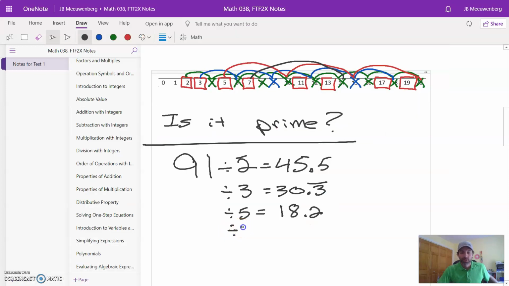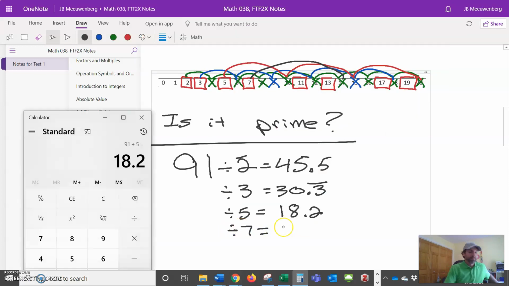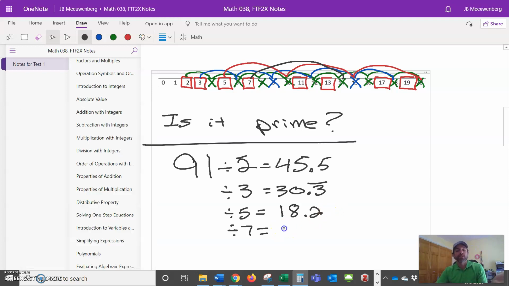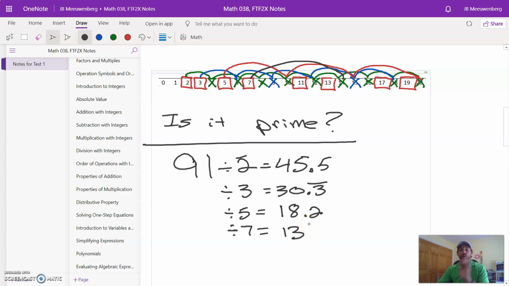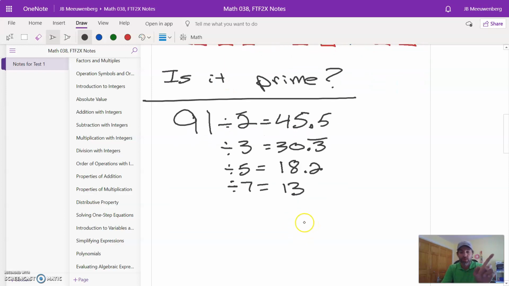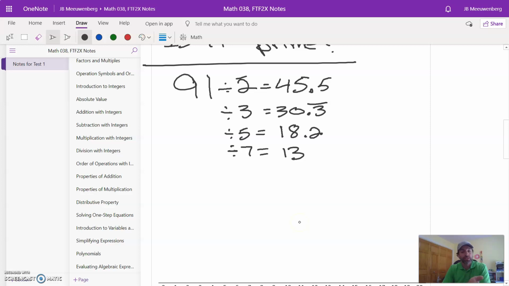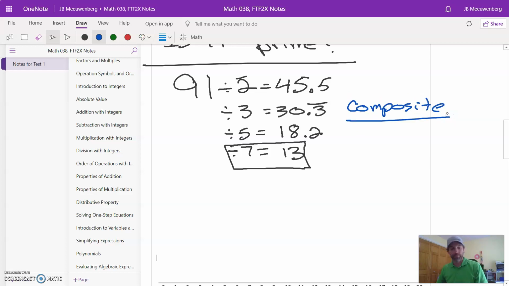And at some point, you're like, how far do we have to go? Well, let's see, 91 divided by 7. Oh, look what happened. 91 divided by 7 is 13. 91 is a multiple of 7 and 13. 7 times 13 equals 91. So what does that mean? It means 91 is not prime. 91 is a composite number.